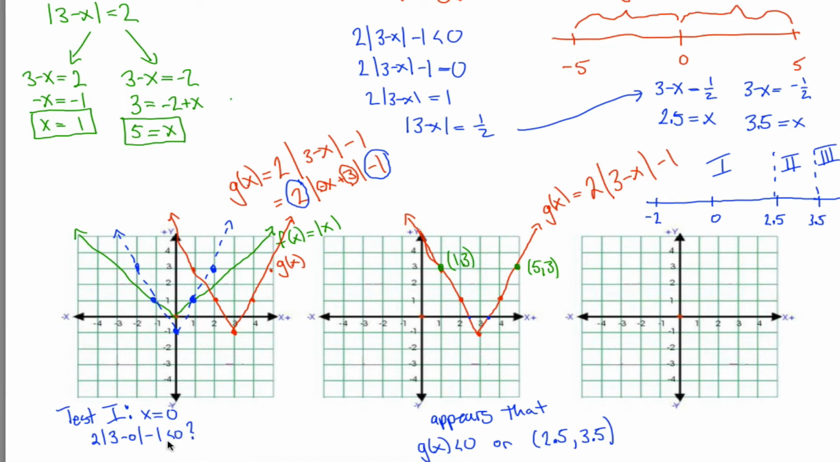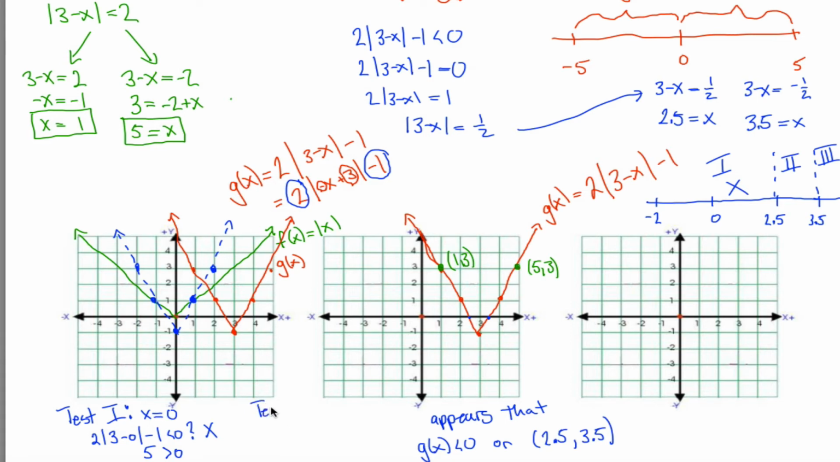In fact, this statement's going to be false because 3 minus 0 is 3, and the absolute value of 3 is 3, and 2 times 3 is 6, and 6 minus 1 is 5. And 5 is not less than 0. In fact, 5 is greater than 0. So what I'm saying is that 0 is not in my solution set. And if 0 is not in my solution set, no numbers in region 1 are in my solution set. I'll represent that with a big X here.